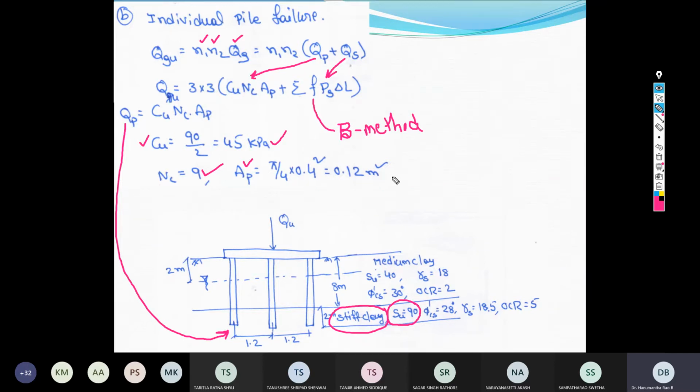The only particular attention to be paid is which value of Cu to be picked up. The rule is that for the layer wherein the pile tip is resting, only that layer shall be considered to pick up the value of undrained cohesion. This is a rule that everyone must remember.